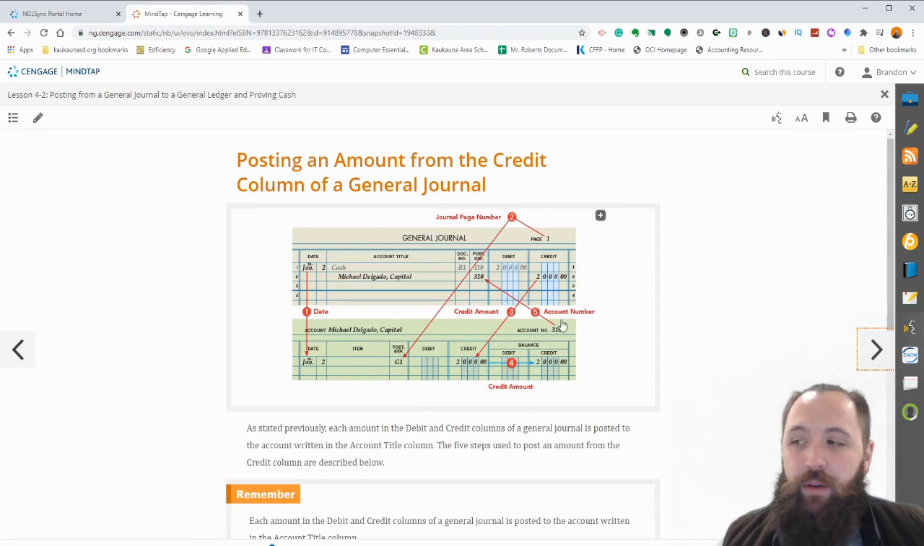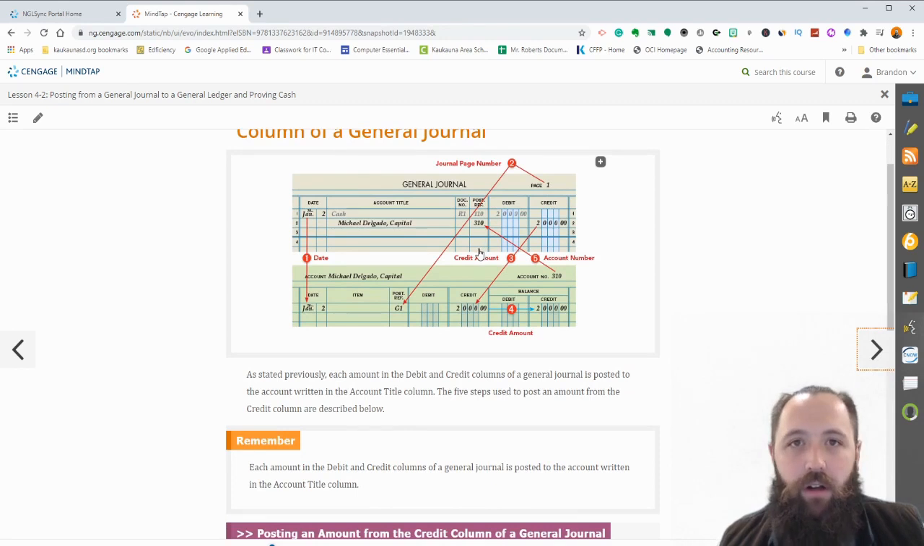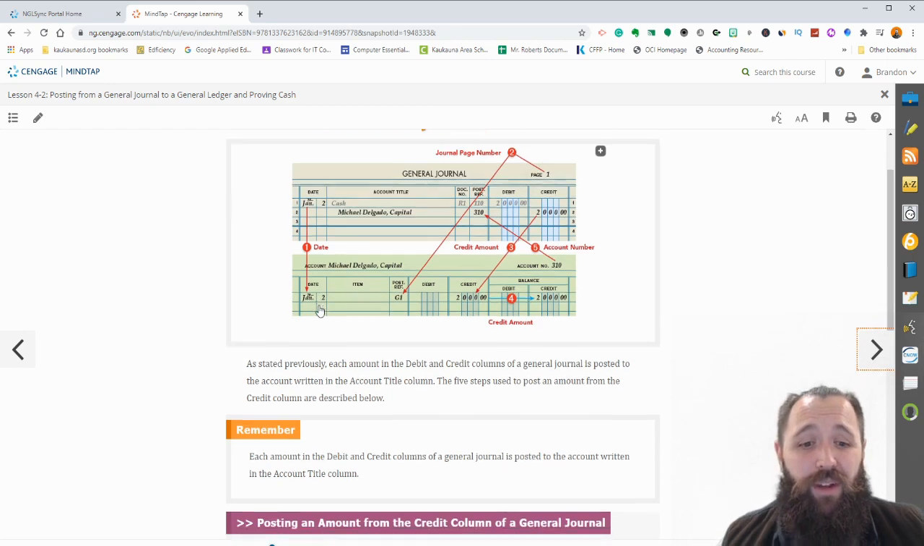So if we move on here and we take a look, we have posting an amount from the credit column. Now, how much different is this? It's pretty much no different at all, okay? The only thing that we're doing here is, you can see that this is the second part of that transaction from our general journal. Well, all we're really doing here is we are now posting the credit column. So we follow the same steps, right?